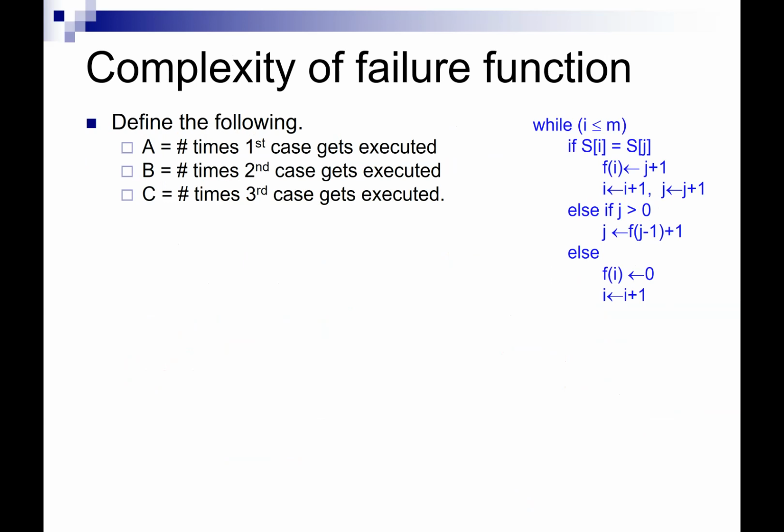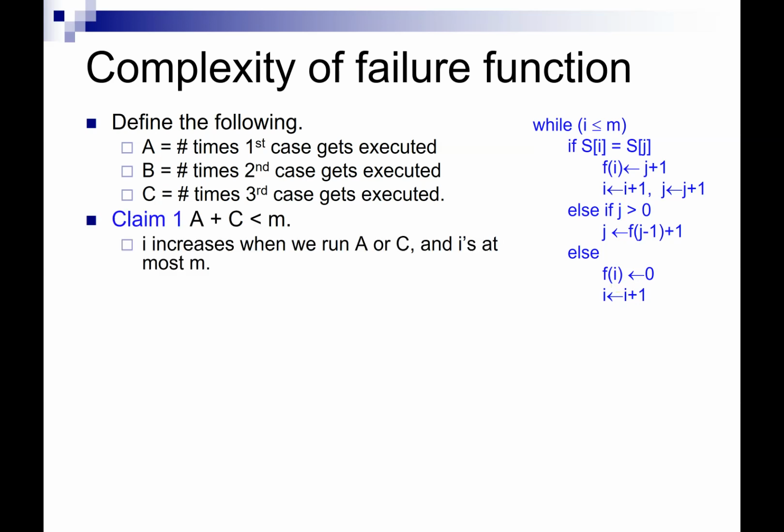All right. So the final thing that we're going to figure out is the complexity of this to compute the failure function. The analysis over here is similar to the analysis for the KMP algorithm. So we're going to look at the number of times we execute. Again, we have 3 cases in this failure function algorithm, and we're just going to look at the number of times you execute these 3 cases. So let's call those A, B, and C.